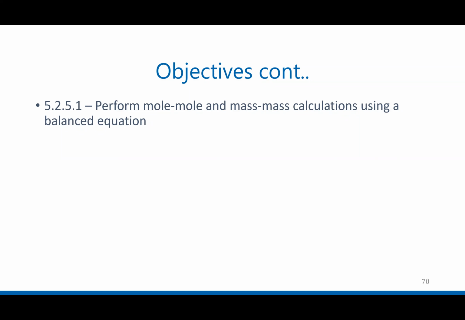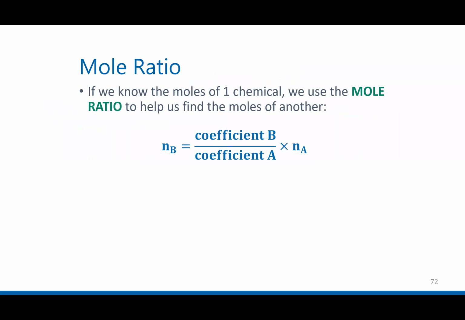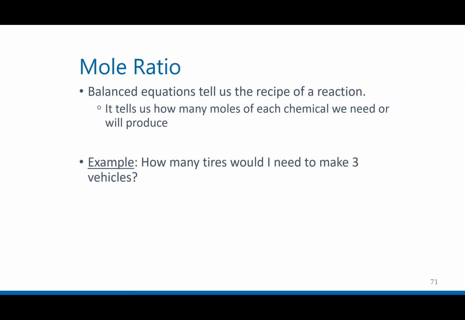We should be able to finish this in Monday's class. Very important topic, however. The mole ratio is a concept, a conversion factor that we use in chemistry to help us with chemical reactions. You can think of it like the recipe of a chemical reaction.